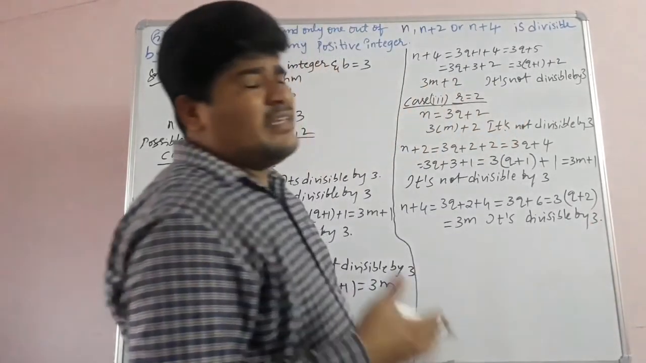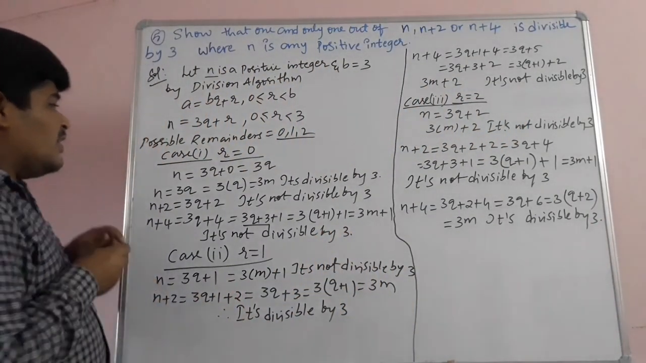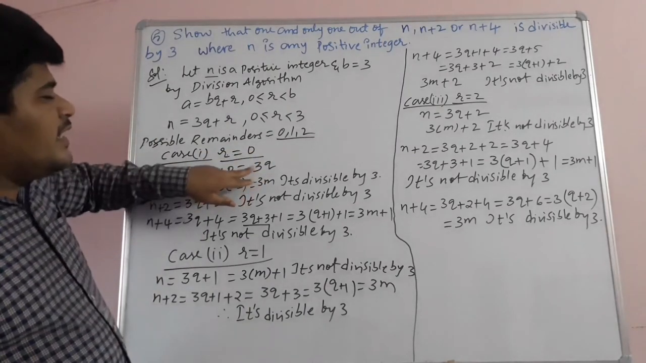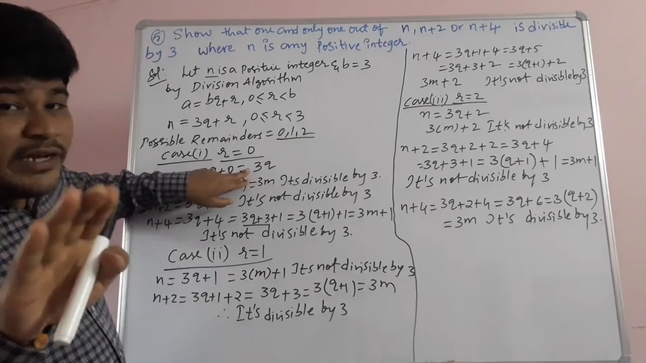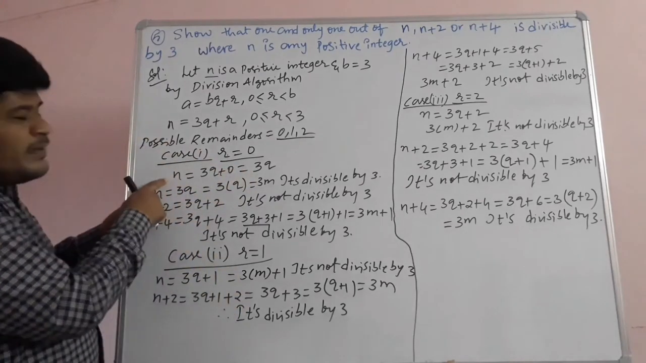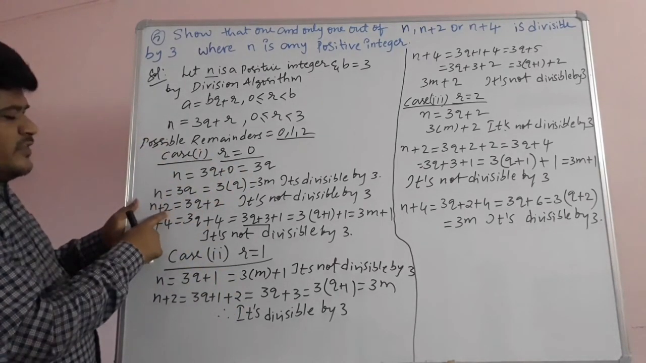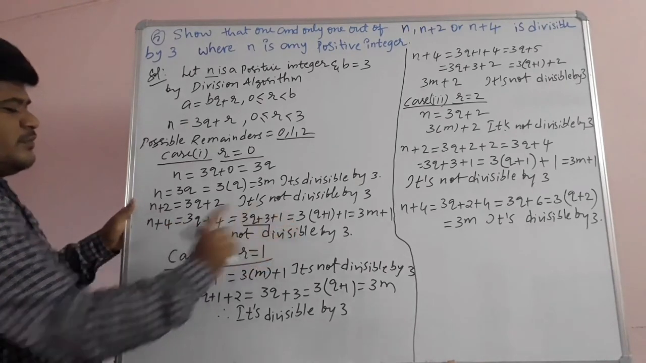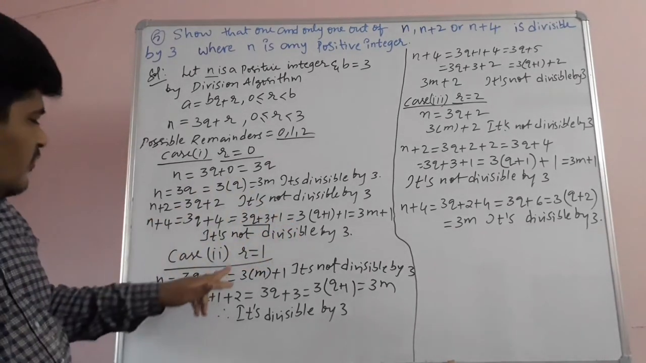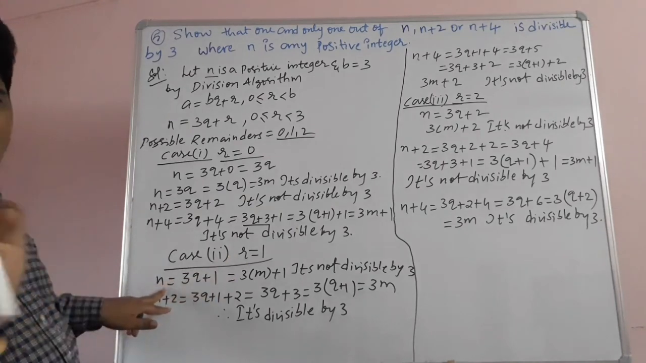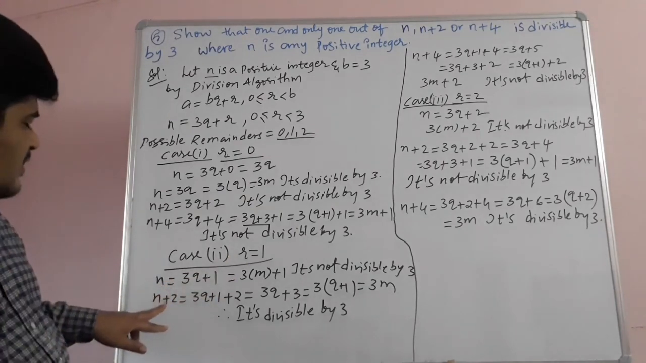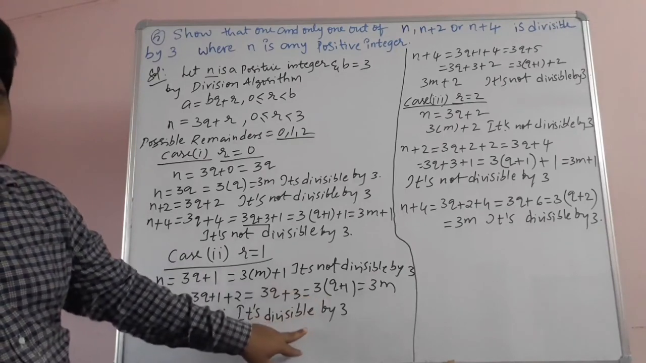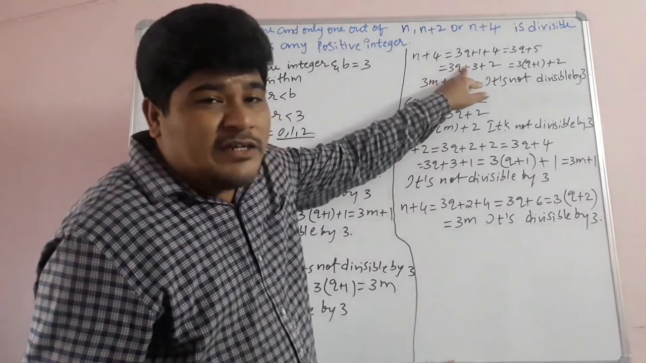So children, please see the 3 cases. In case 1, when r is equal to 0, we are getting n is equal to 3q. Here only n is divisible by 3. n plus 2 not divisible, n plus 4 not divisible. When you are taking r is equal to 1, n is 3q plus 1, not divisible by 3. And n plus 2, that is 3q plus 3, it is divisible by 3. And n plus 4 is not divisible by 3.